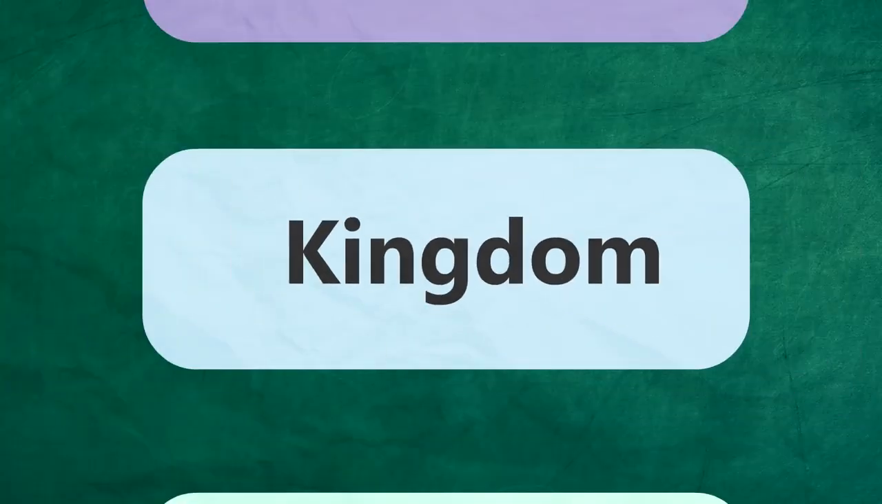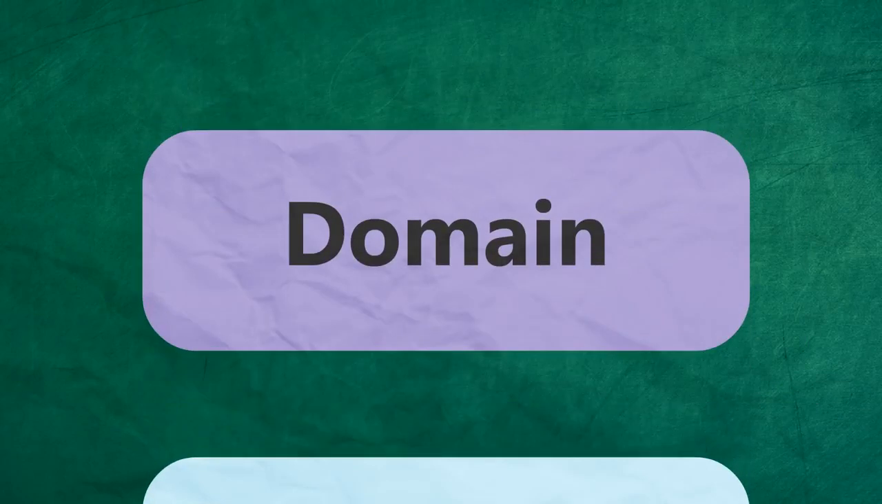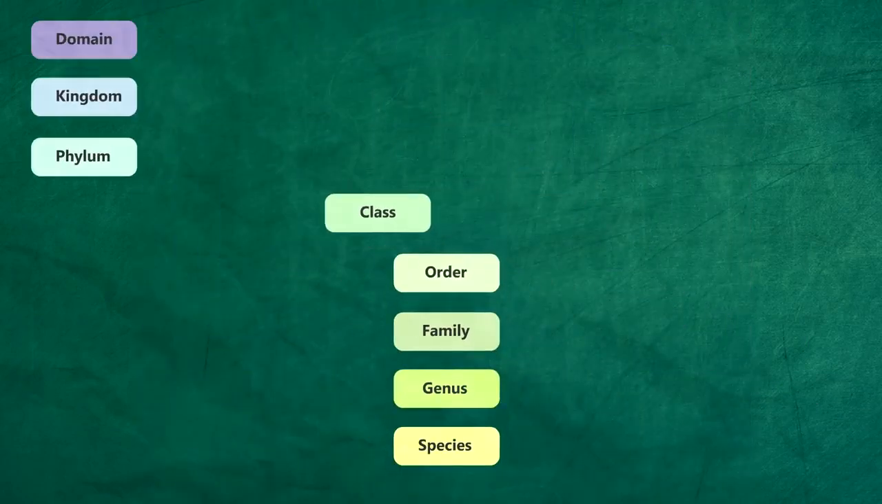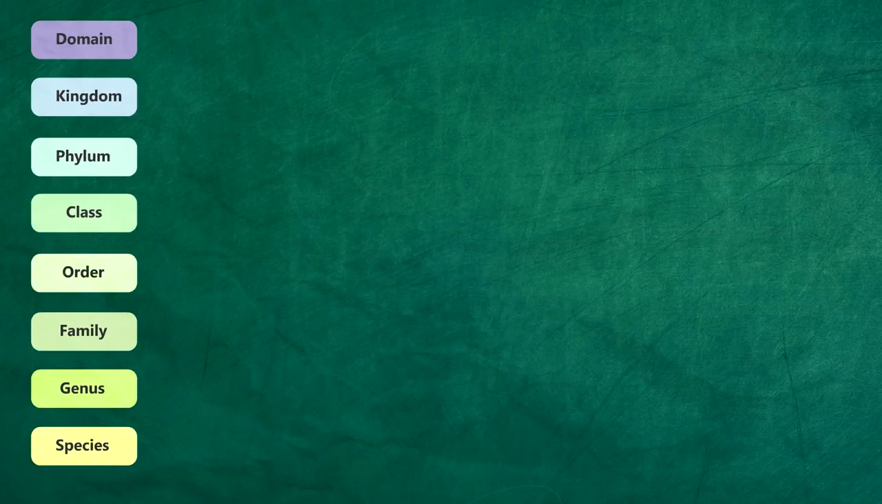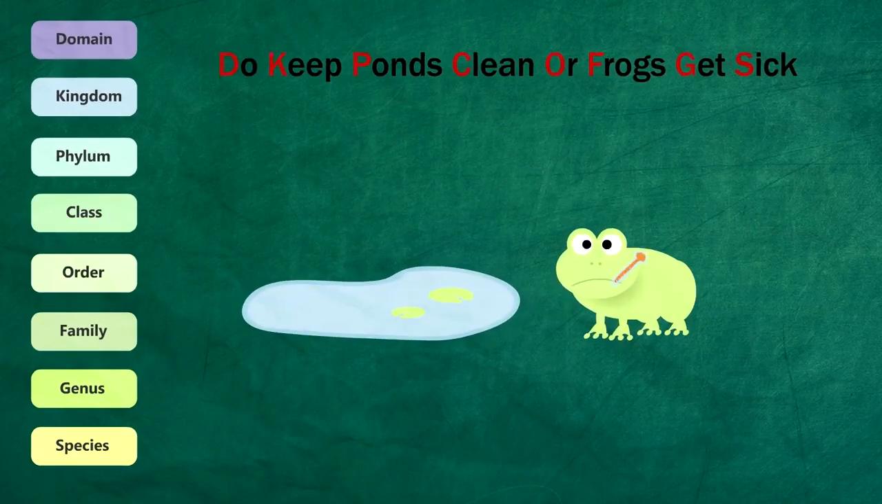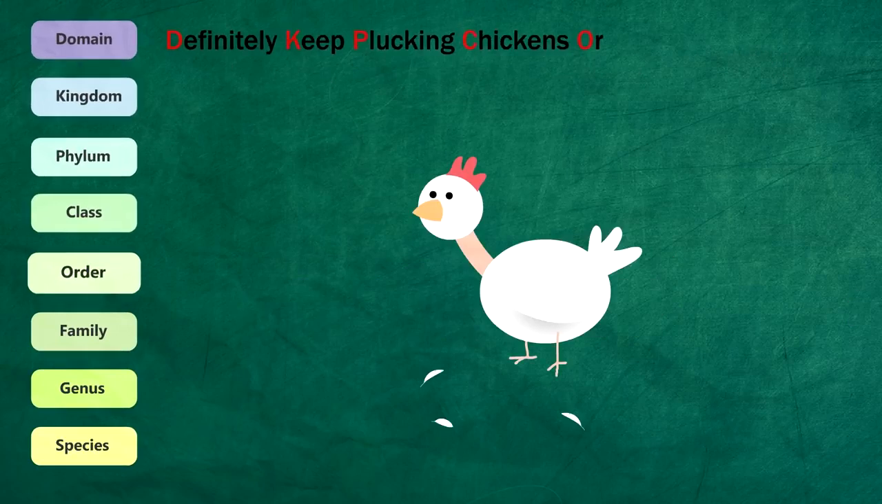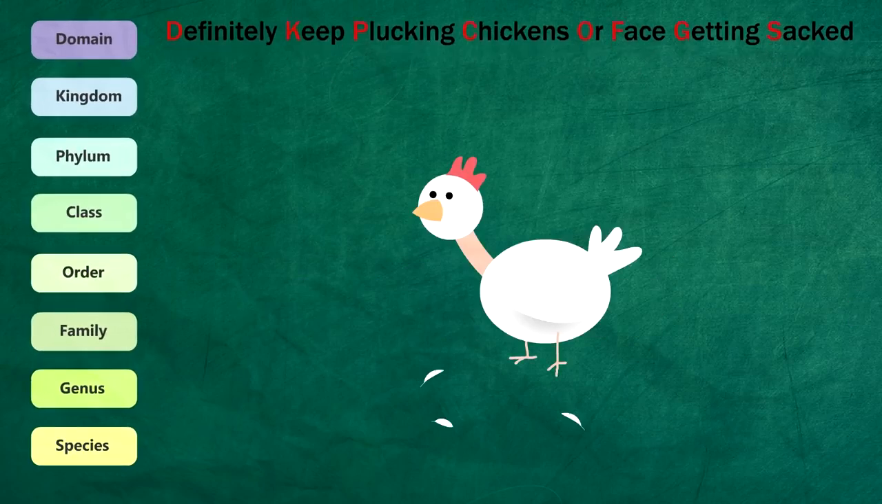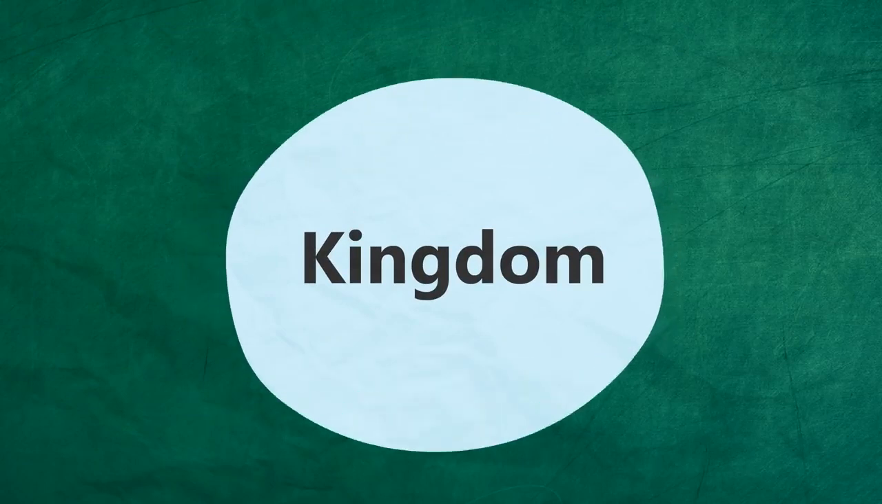Kingdom is the second highest rank below the rank of domain in the sequence of classification. Remember that little rhyme from the Classifying Organisms video? Do keep ponds clean or frogs get sick? Or you might prefer this one. Definitely keep plucking chickens or face getting sacked. So now looking at how kingdoms are broken down.